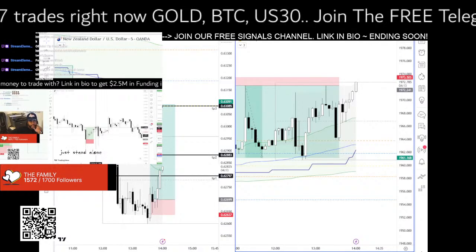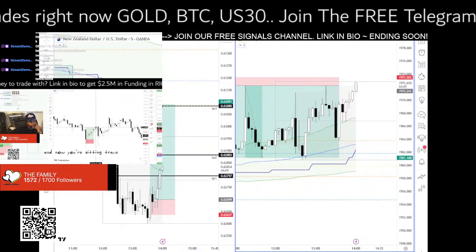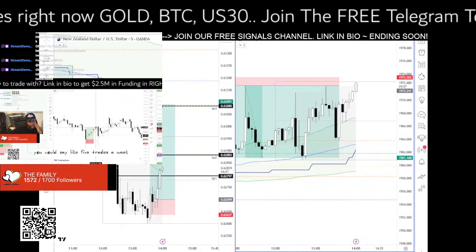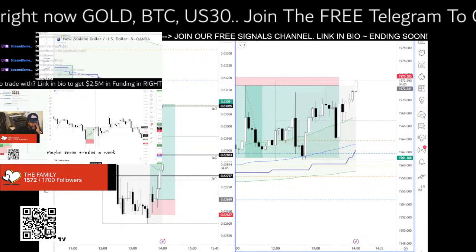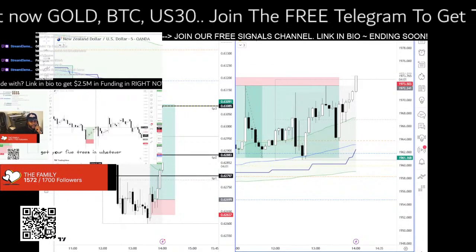If you're using it just standalone, you want to make sure you're using the right risk management, and now you're setting trades. So you could take like 5 trades a week, maybe 7 trades a week, instead of getting 50 trades in a week.